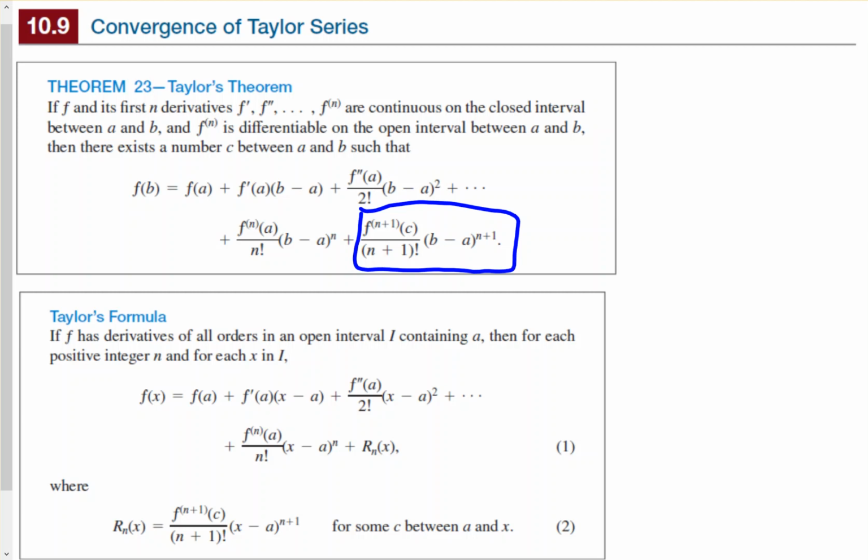So if you look at Taylor's formula over here, we're expressing that remainder term as this term, where c is some value between a and x. That R sub n of x is known as our remainder of order n. In other words, it's known as the error term for the approximation of the function by the Taylor polynomial over some interval.